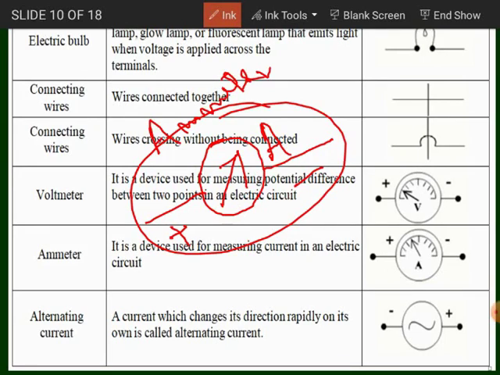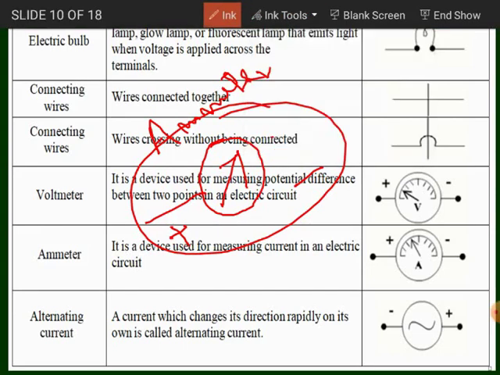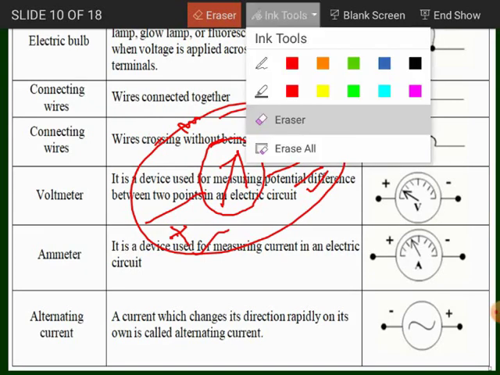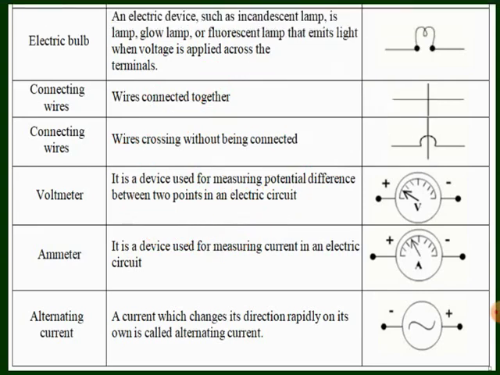And if you want to draw a voltmeter, then instead of this you simply write the letter V near it, with the positive terminal and negative terminal, like this. Then if you write V, this will represent a voltmeter, not an ammeter this time. Why? Because we have written V near that arrow. So this will represent a voltmeter. Clear? Yes. Let's go further to the next symbols.